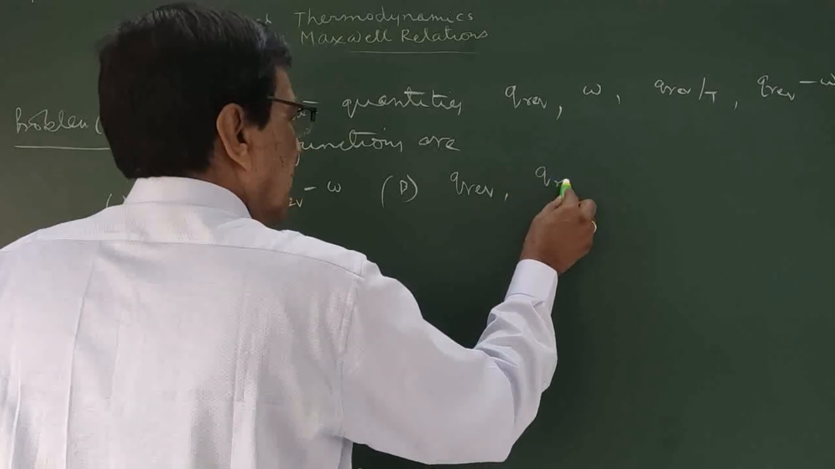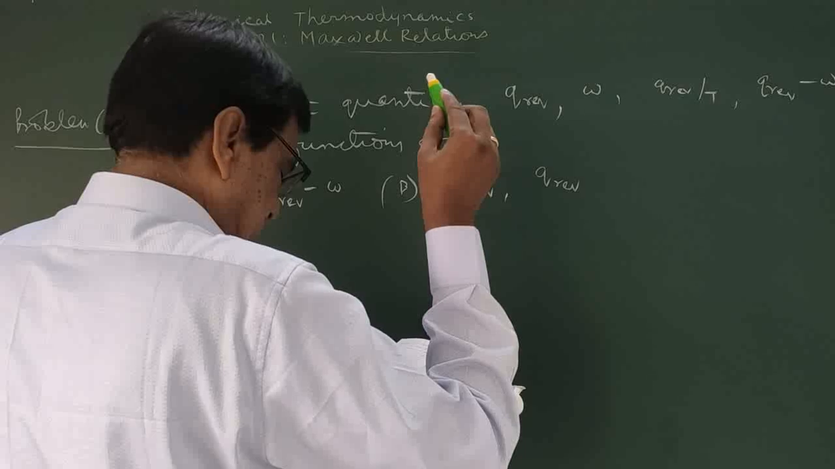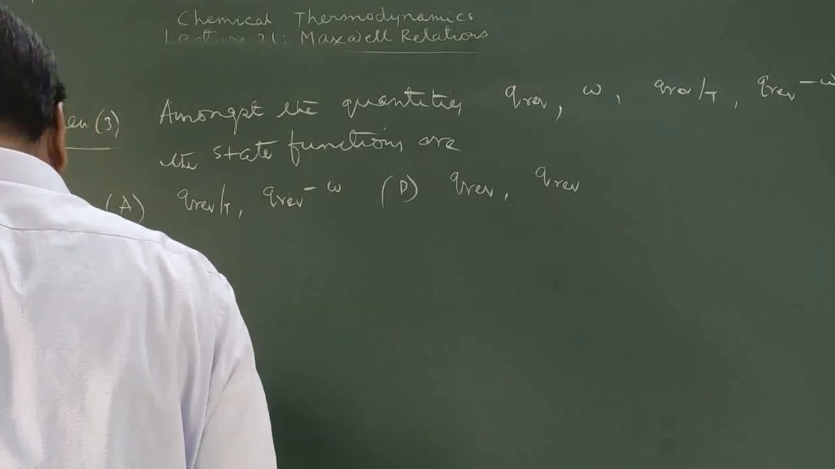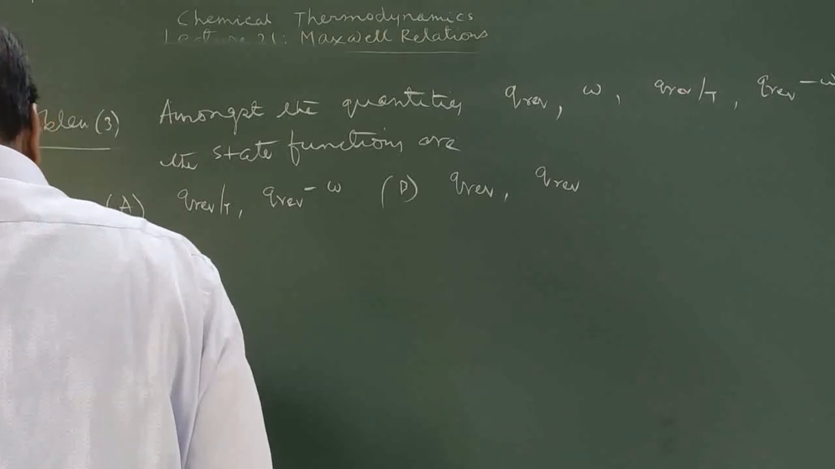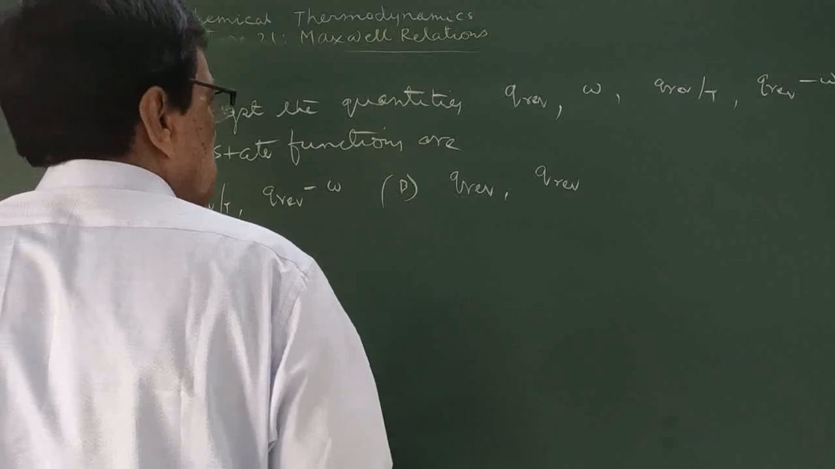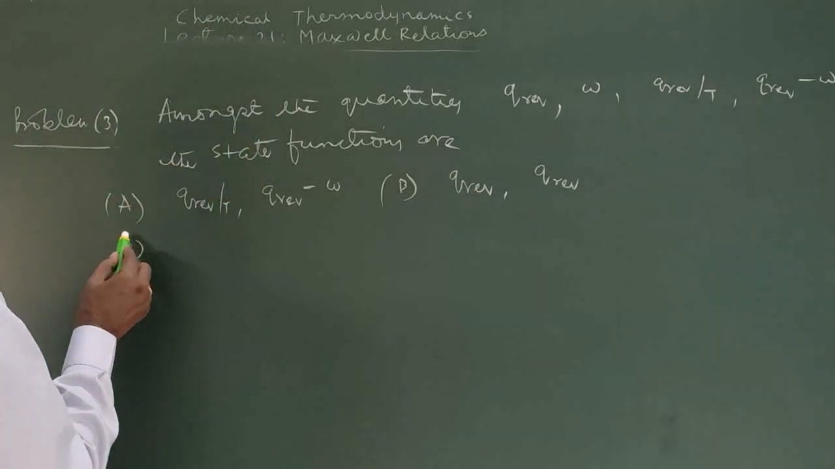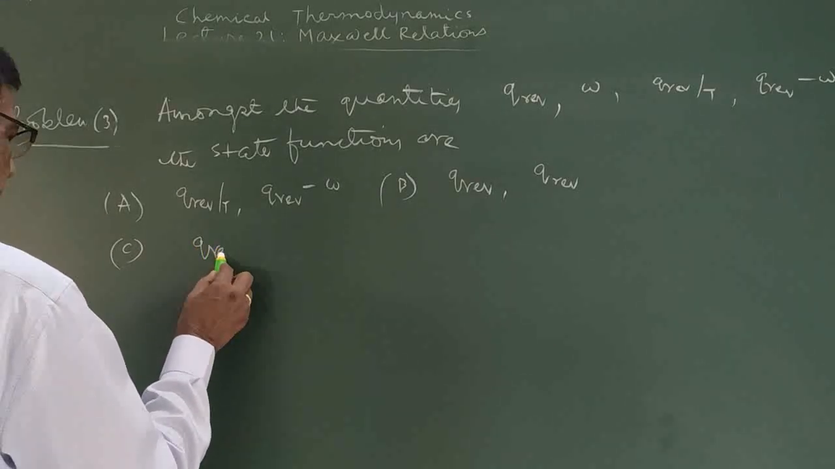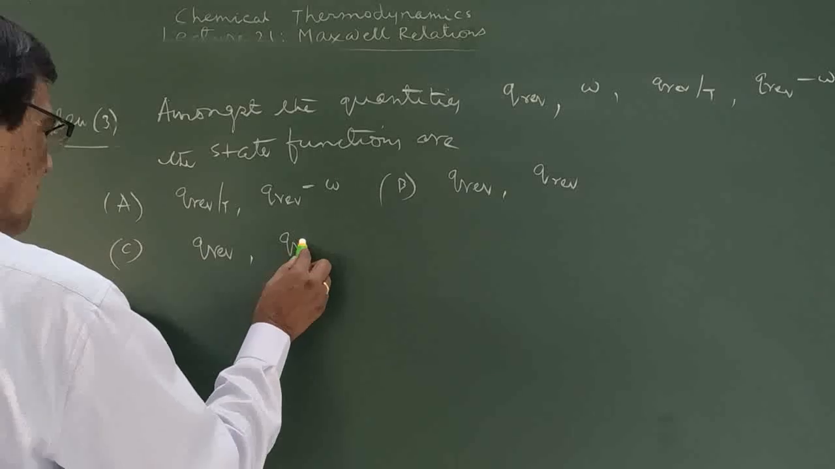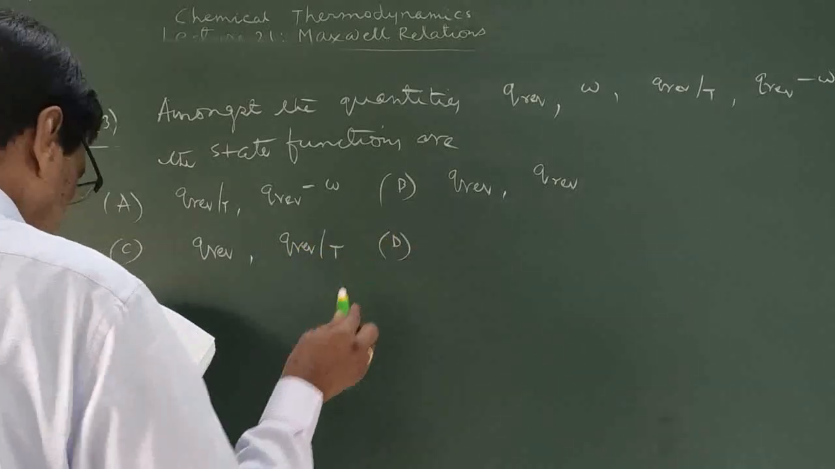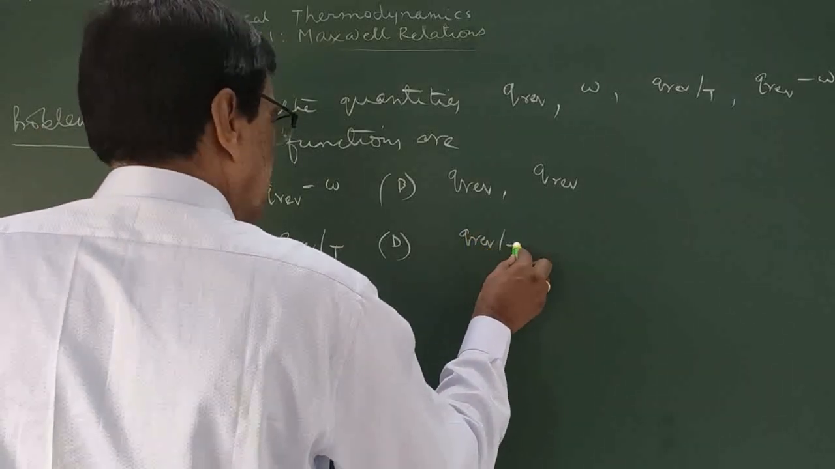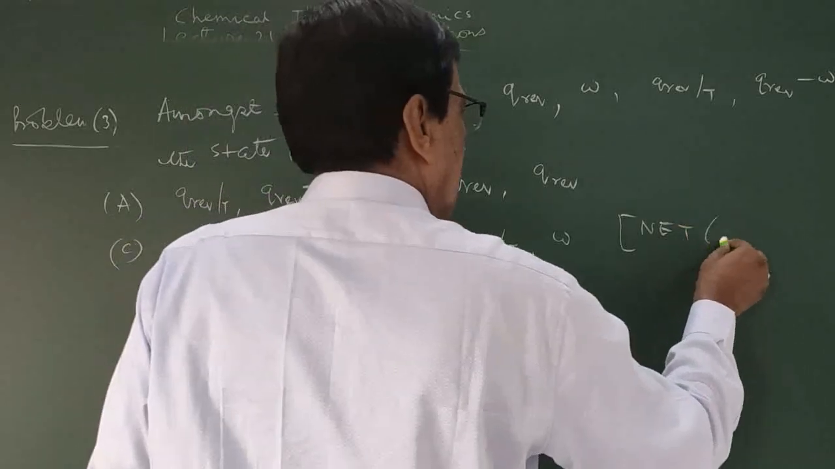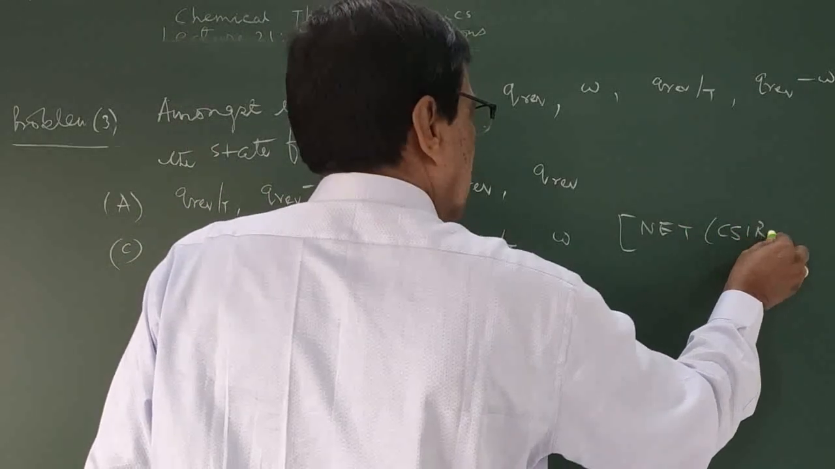Q reversible, and C, it is the Q reversible and Q reversible by T, and D, it is Q reversible by T and W. This one was also set in NET CSIR.